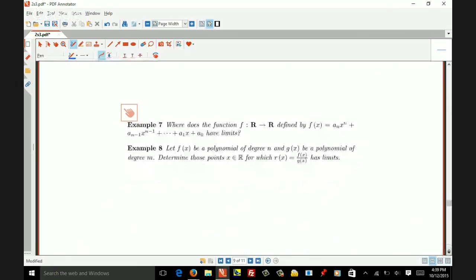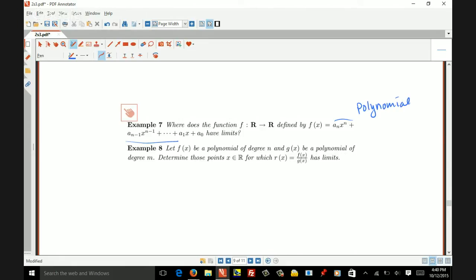These are supposed to be split up onto 2 pages. Oh, well. Where does the function f taking R to R defined by f of x equals a_n x to the n, etc., have limits? What is this, by the way? If I write this whole thing out, we call it a polynomial. So where do polynomials have limits?